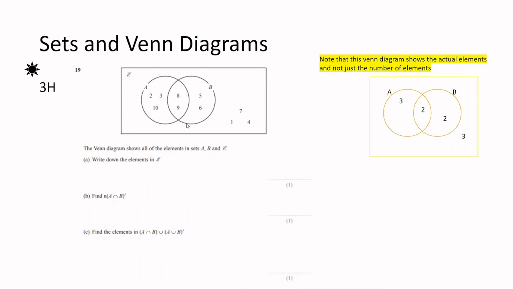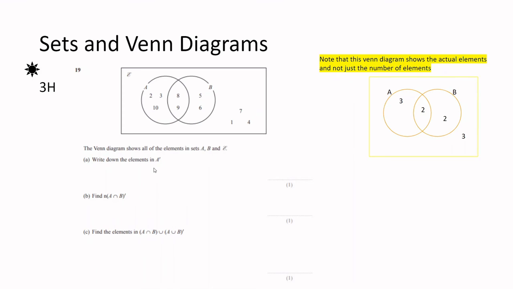And then set B has got 4 elements in it altogether, but 2 of them are out here and 2 of them are, again, in the intersect. Don't forget as well that there are some elements which are not inside these sets, but we do need to include them. There are 3 elements outside of sets A and B.